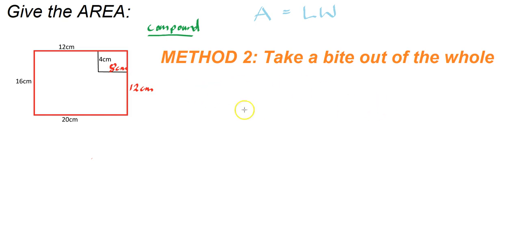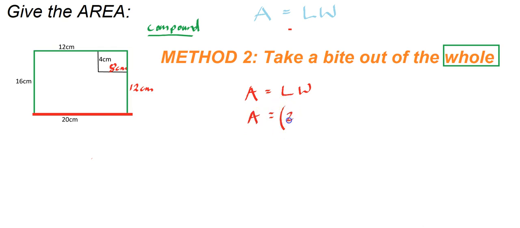So here's what we're going to do. I'm going to have a look at this whole rectangle and get the dimensions for the whole rectangle. So what are the dimensions of the whole rectangle? So the length is here, isn't it? That's the length. So remember, I'm going to be using my area equals length times width, and I know that the length is 20. I just have to find the width.